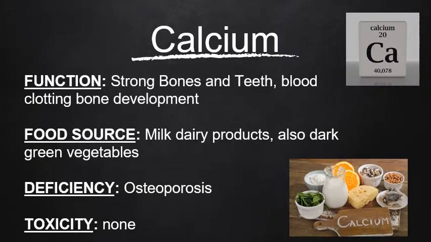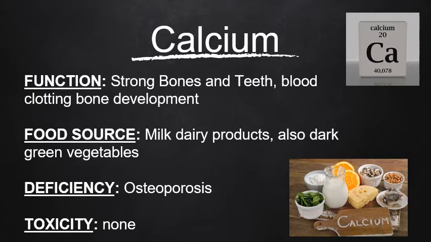Now let's look at some specific minerals. The first one we're going to start with is calcium. Calcium is probably the mineral that you are most familiar with. The function of calcium is to create strong bones and teeth. It is also used for blood clotting as well as bone development. The food sources of calcium include milk and other dairy products, as well as dark green vegetables.